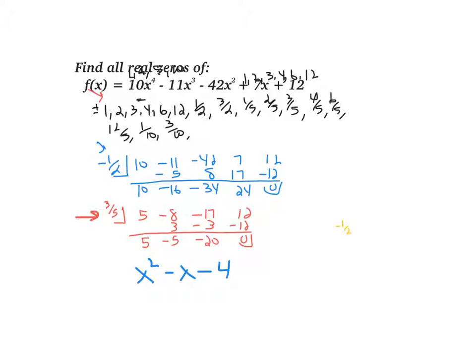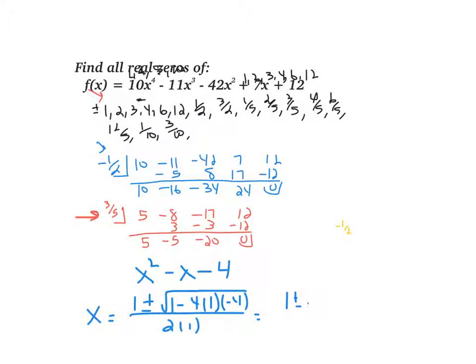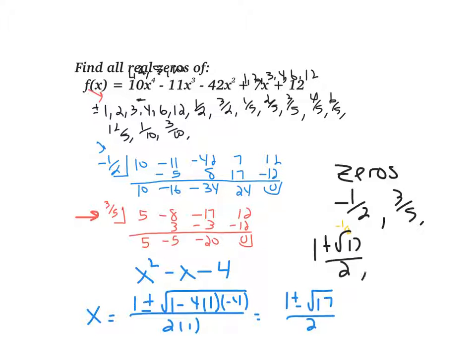Now that will not factor because I cannot think of anything that goes into 4 that gives me a negative 1. So here we go. X equals negative b plus or minus square root of b squared minus 4ac all over 2a. And I'm just going to simplify that. 1 plus or minus, that's going to be 17 when I work all that out inside, over 2. Now, that counts as 2 of my solutions, or 2 of my zeros. So my zeros are negative 1/2, 3/5, 1 plus the square root of 17 over 2, and 1 minus the square root of 17 over 2.